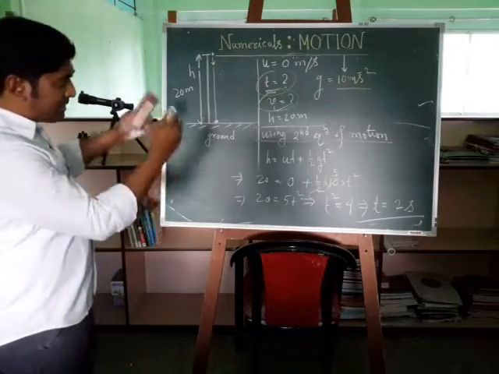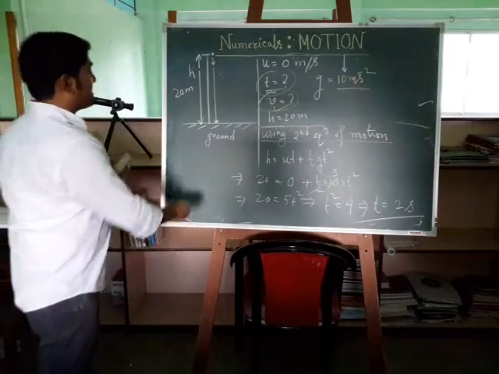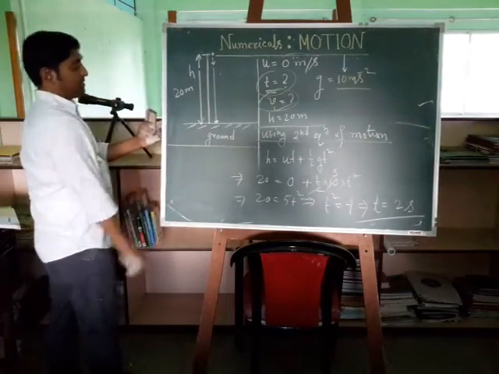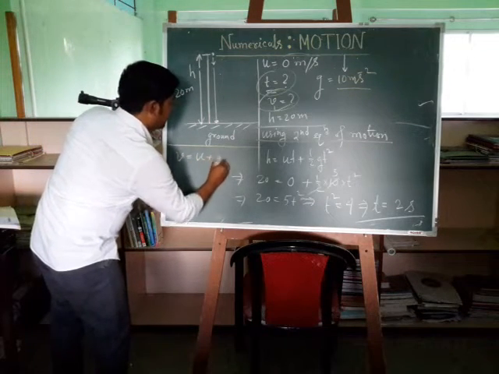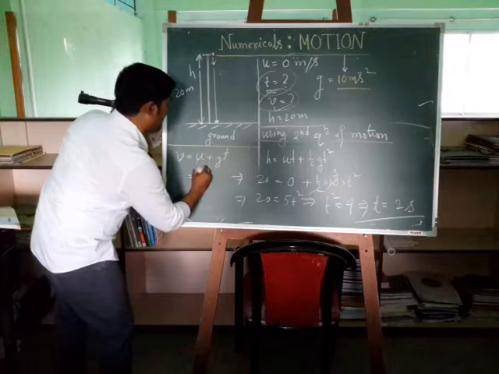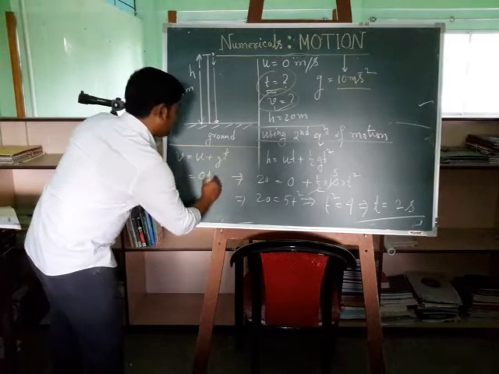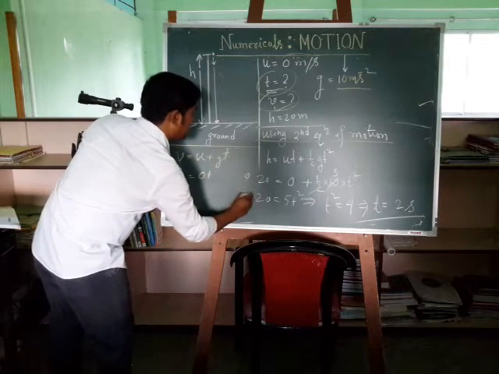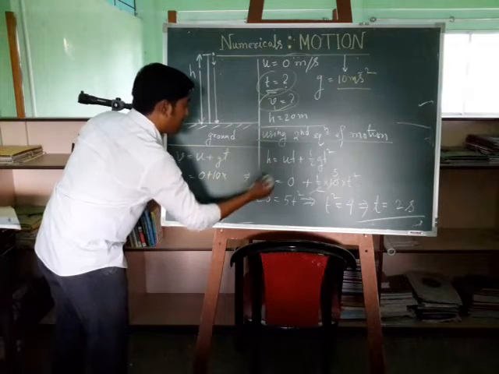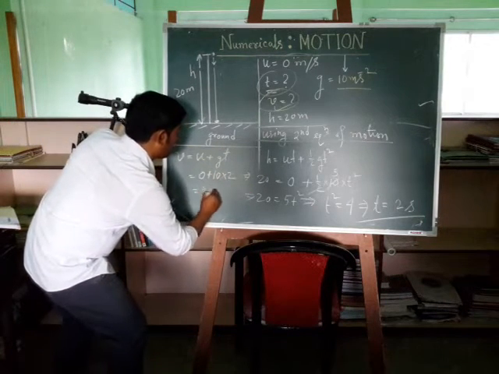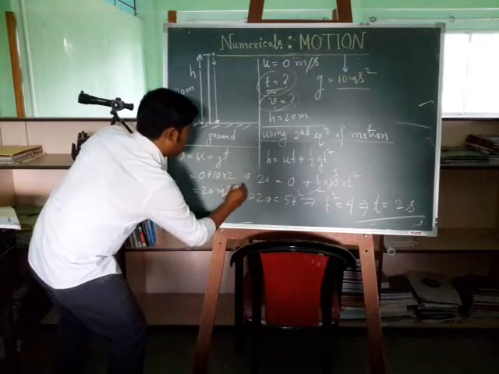Second is, what is the velocity? Now since we know the time, we can easily use our first equation of motion. The velocity that we want to know is u plus gt. Now u is 0. You know g, that is our 10 meter per second square, and time you have found out, that is 2. So that will be 20 meter per second.